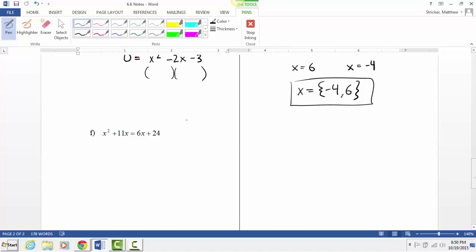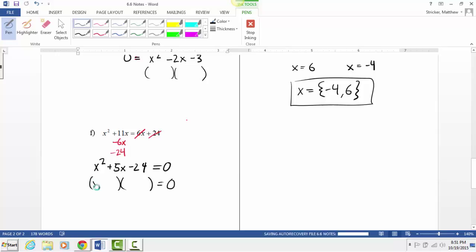Okay, so hopefully you were able to get f. If I was doing this one, I would move everything to the left side. So this positive 6x would move over and become the negative 6x. And this positive 24, that would be subtract 24 on that side. So if I write everything in the right order, this would be x squared. 11 minus 6 is positive 5x. We also have a minus 24. This equals 0, and then we go ahead and factor just like normal.